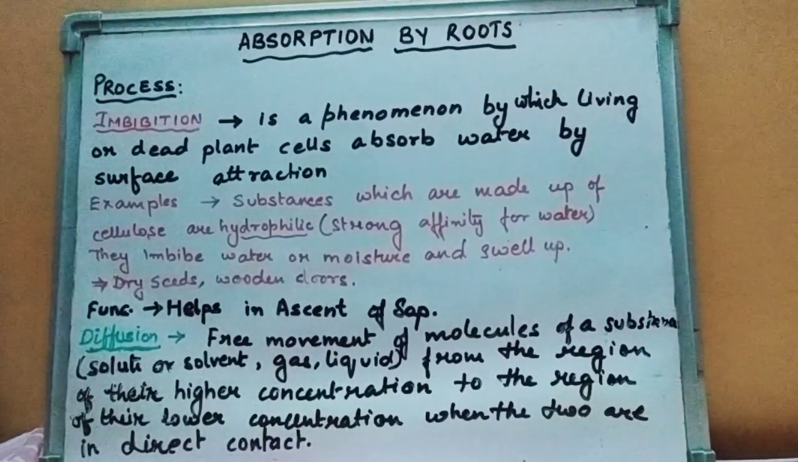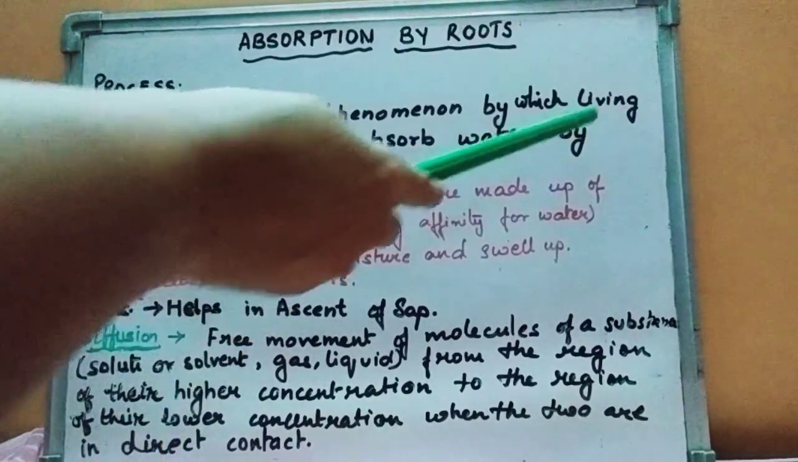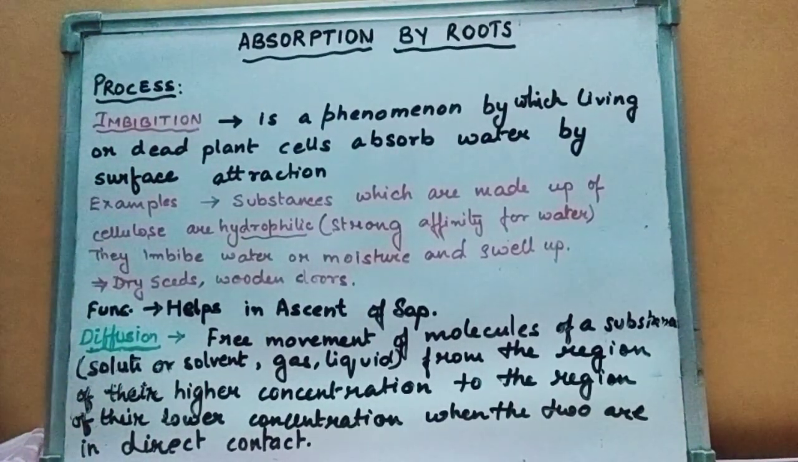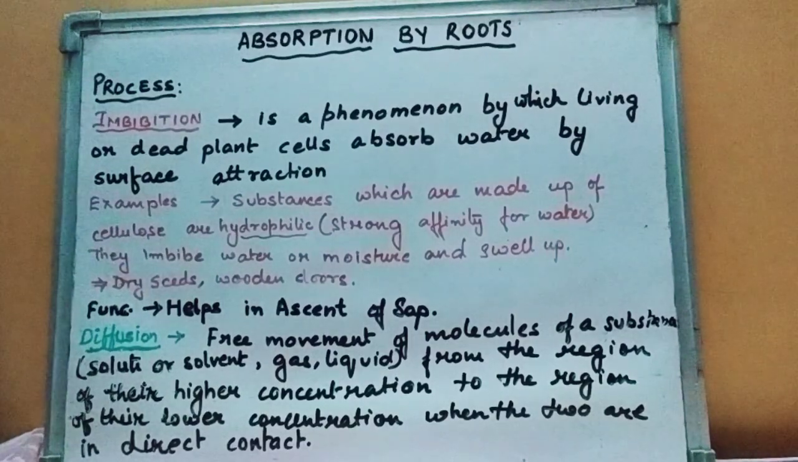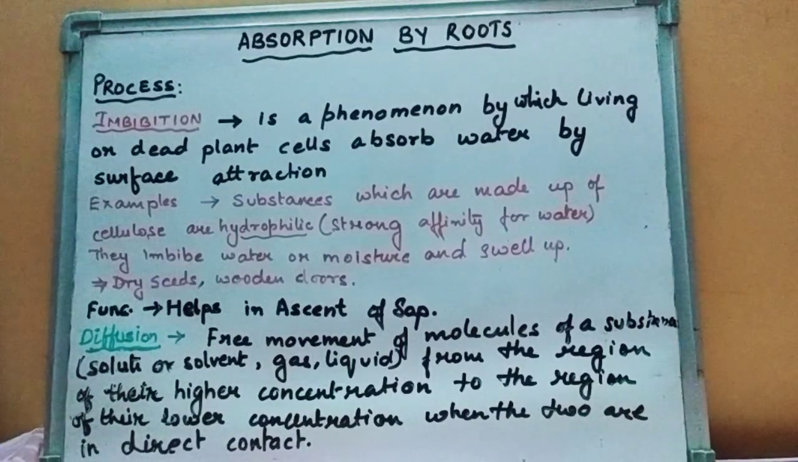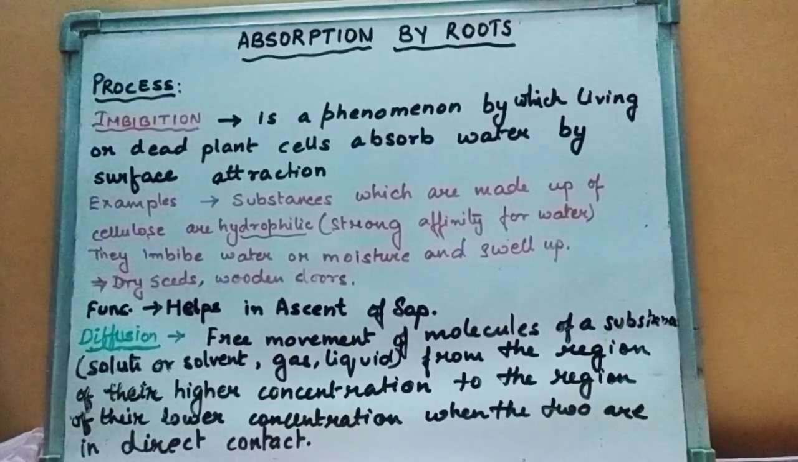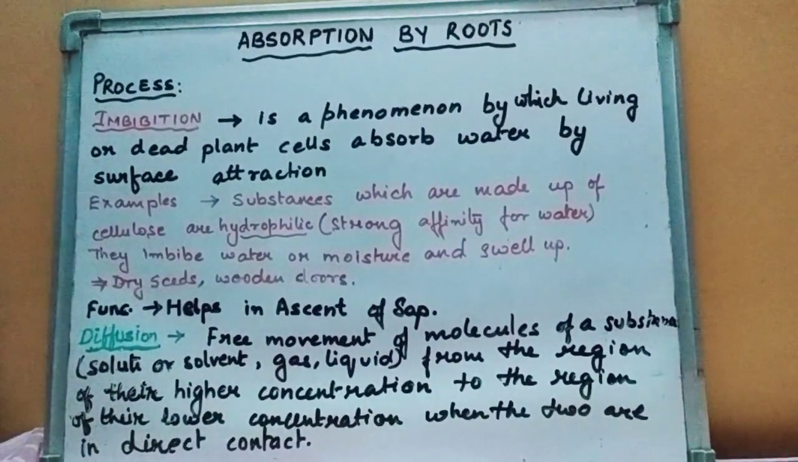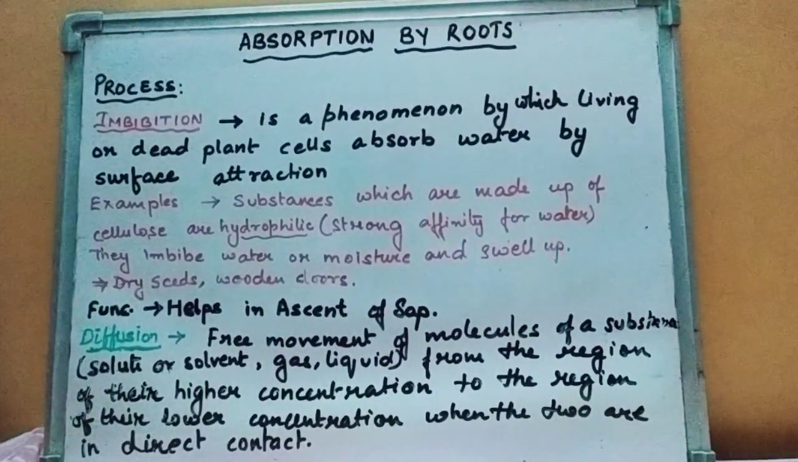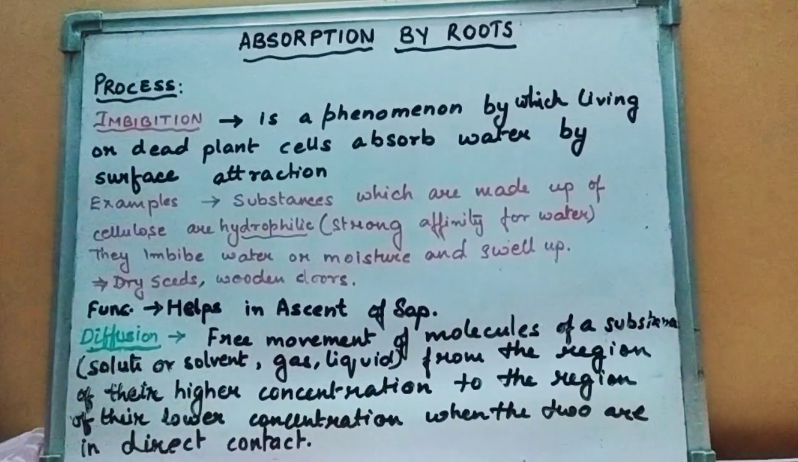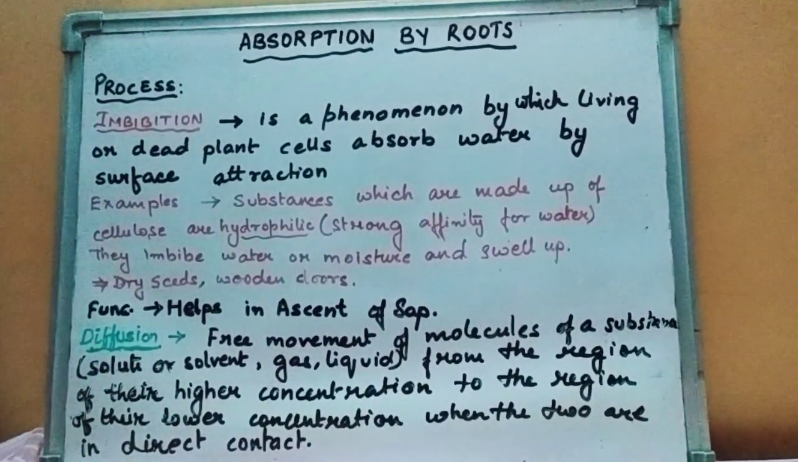You can see on the board, imbibition is a process or phenomenon by which living or dead plant cells absorb water by surface attraction. Now slowly and steadily the surface attraction causes absorption of water here. For example, substances which are made up of cellulose, like plant cell wall, which is made of cellulose, they're hydrophilic in nature. Now philic means having affinity towards water, or you can say attraction towards the water molecule. They are lovers of water, you can say.